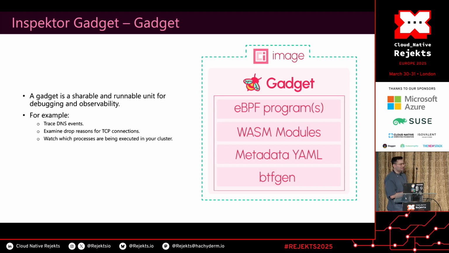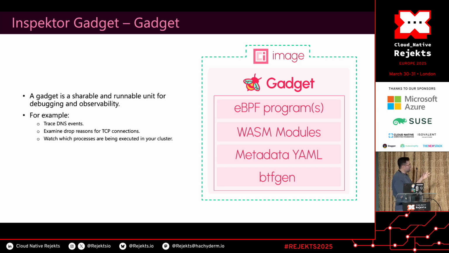The core idea of Inspector Gadget is the idea of a gadget. A gadget is a shareable and runnable unit for debugging and observability. Some examples could be to trace DNS events, to examine drop reasons for TCP connections, or to watch which processes are being executed in your cluster.